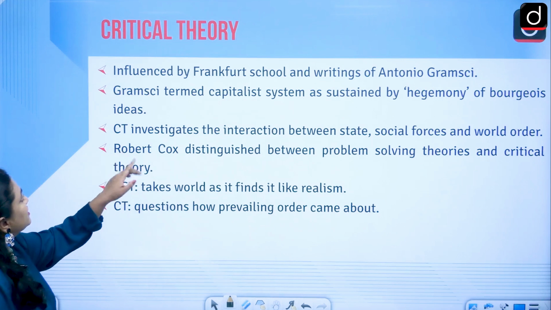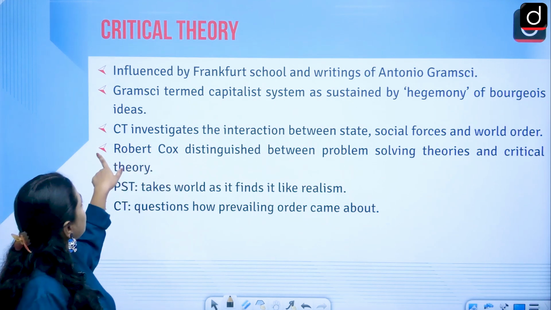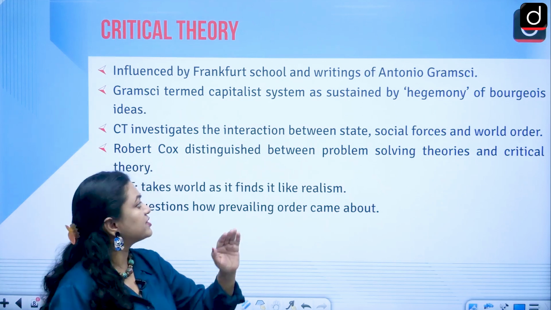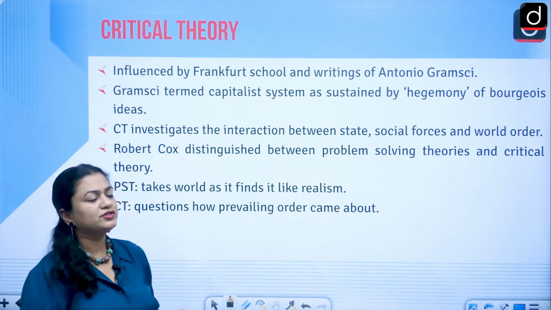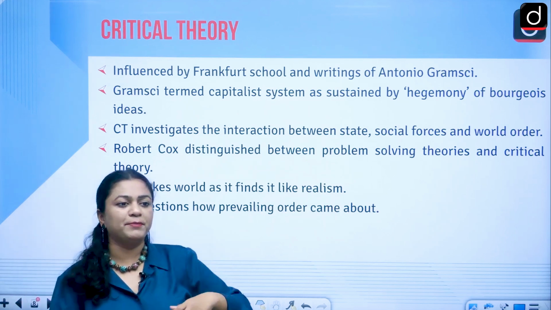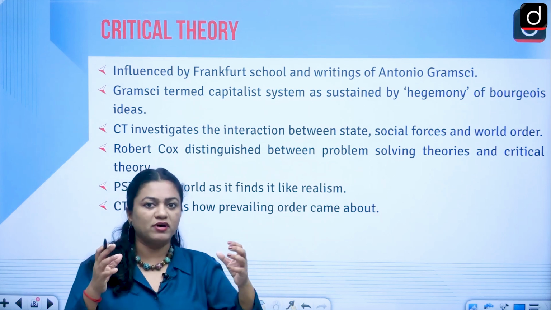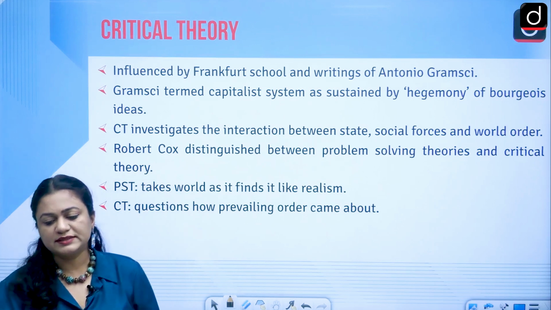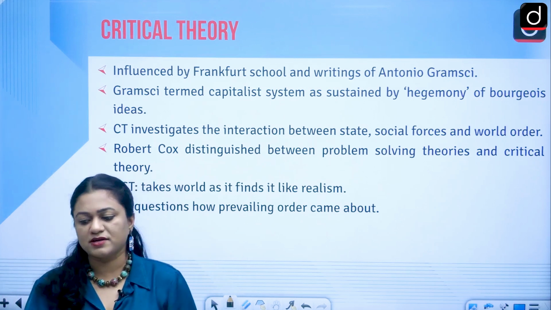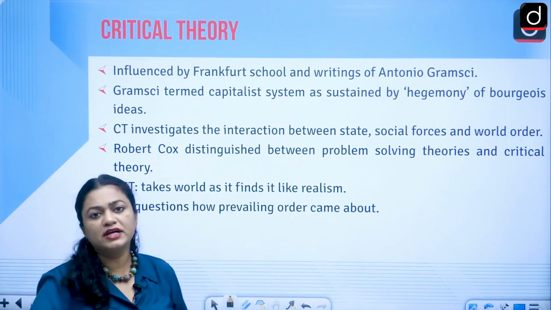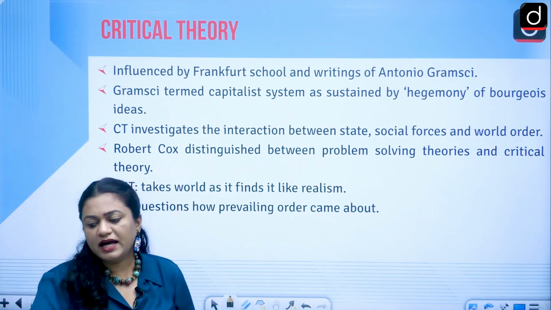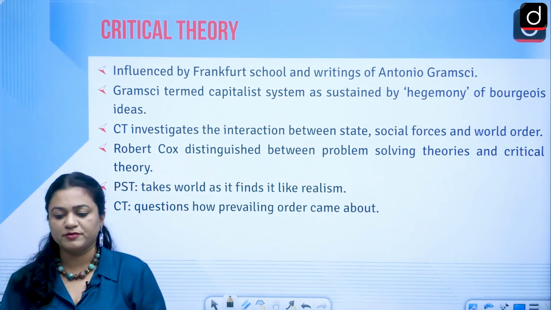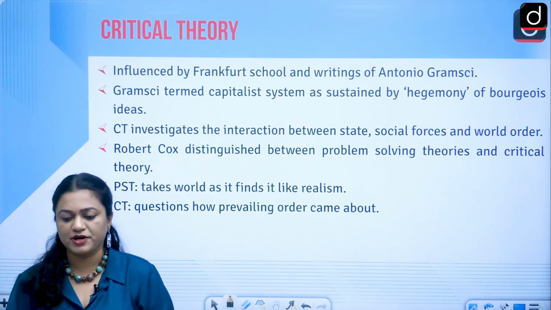Okay. So critical theory, I have written it as CT here. Critical theory investigates the interaction between state, social forces and the world order. They don't call themselves completely Marxist, but they have influences from Marxism. Okay, so we can say Gramsci's Marxism or neo-Marxism provided the intellectual background for the development of critical theory, which was also developed by Frankfurt School members, like the famous thinkers Horkheimer, Adorno, etc.